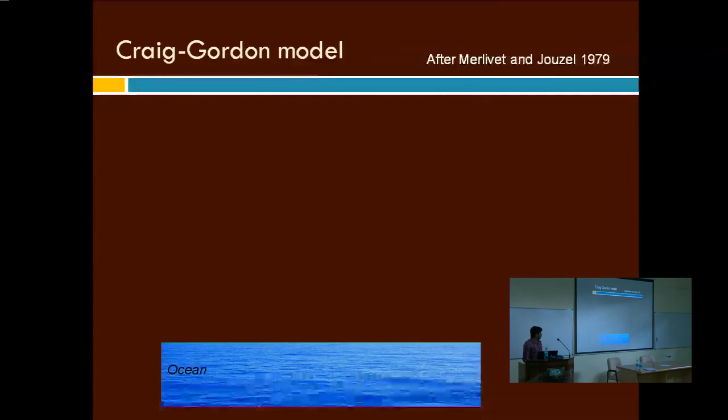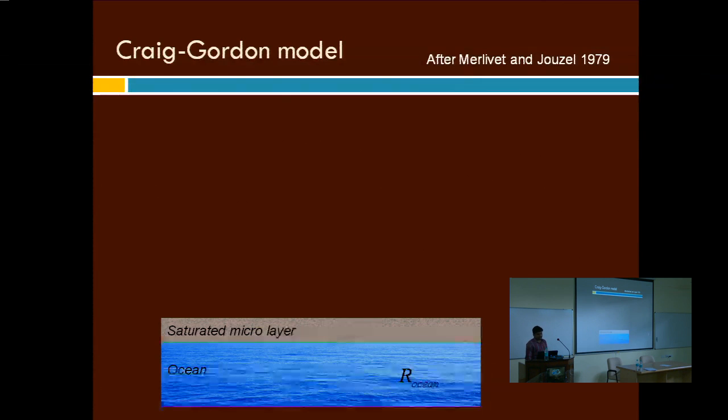This is a schematic representation of the evaporation model. Suppose we have an ocean. The global ocean average delta value is considered as 0 because that is the reference we are taking. So in the ocean we have an isotopic ratio R ocean. Then we have a saturated micro layer over the ocean during evaporation. Since this micro layer is saturated with respect to the ocean, we can apply the equilibrium fractionation factor there. Then the isotopic ratio in that layer is just alpha equilibrium times R ocean.